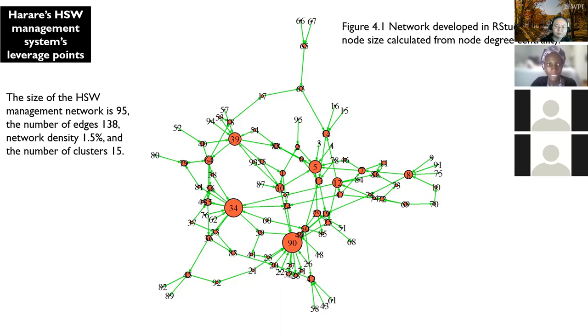And this network density, the lower network density and the quite large number of clusters, actually show that in order to find solutions that can bring significant changes to the household solid waste management system, they would need to be seeded in different parts of the network. I'll explain that later in another table where it becomes more clear.